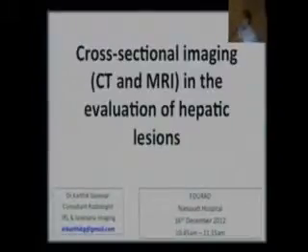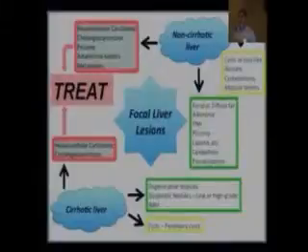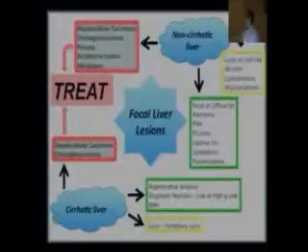So let's start with the first lecture for the day, that is on cross-sectional imaging in focal hepatic lesions. Again, like I said, I'm not going to talk on extrahepatic or secondary disease. I'm primarily going to talk on primary focal hepatic lesions, and this is generally the entire spectrum or gamut of focal hepatic lesions you see on imaging.